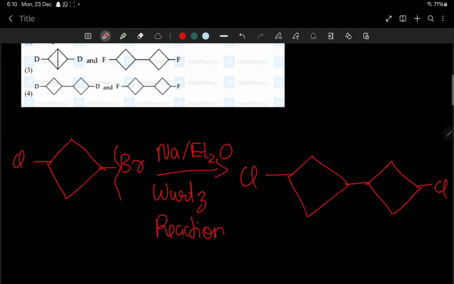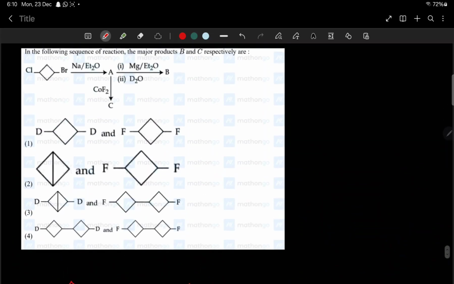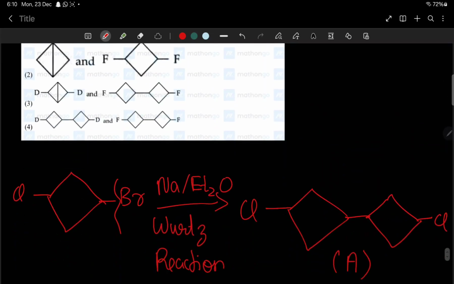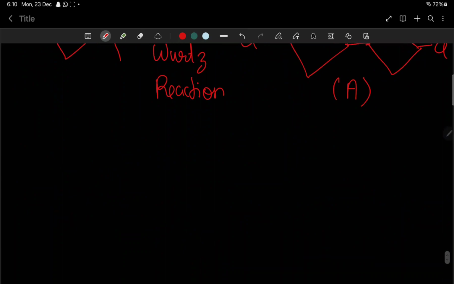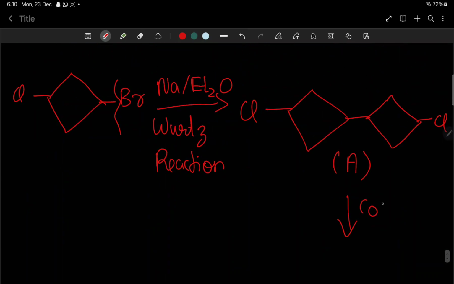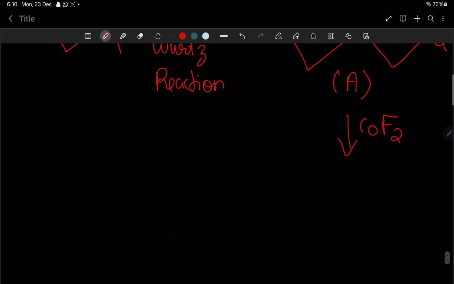This is the compound formed after Wurtz. So this is the product A. Now after that we add two different reagents and we get two different products. First let us add CoF2, cobalt fluoride.